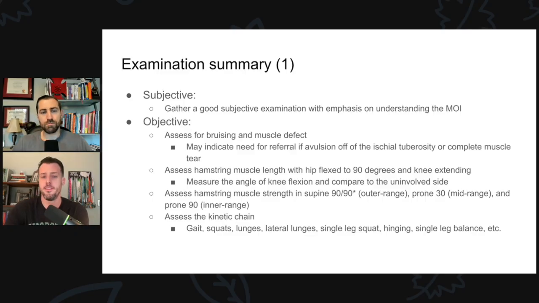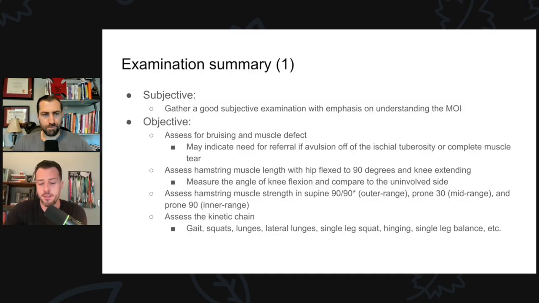Other ones I've seen is even supine with the hip and knee at 0 degrees of flexion, and then you're testing with a fully straight knee. But those three are kind of the big ones, especially the outer range one is the one you'll see cited most often in the research that we'll talk about a little bit down the road here too.